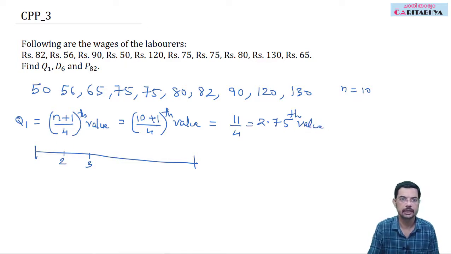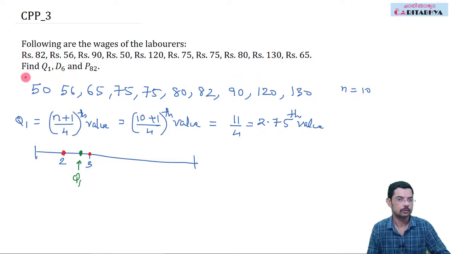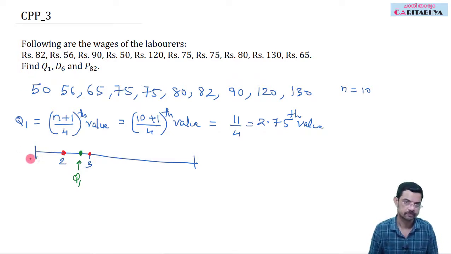Lies between the second and the third observations. We have the second observation here and the third observation here. And where does this first quartile lie? The first quartile lies somewhere here. Okay, 2.75 comes somewhere here. That point is the first quartile. How to find it? Up to here, this value will be the first quartile. Let us try to understand this concept.